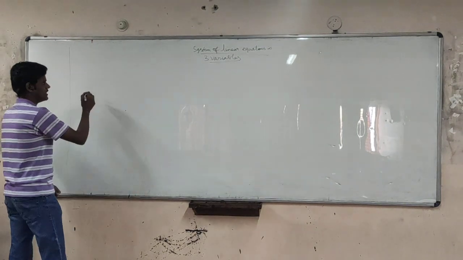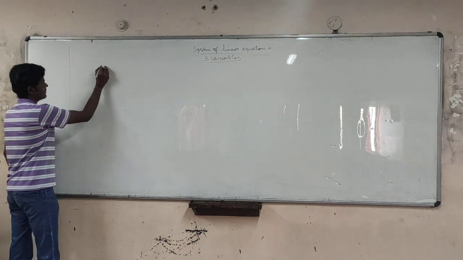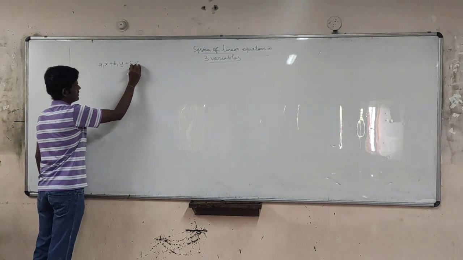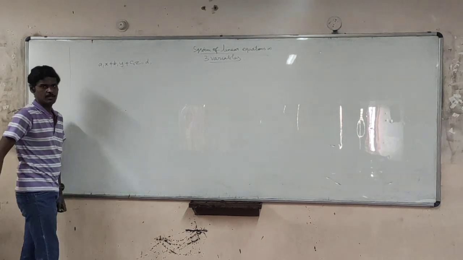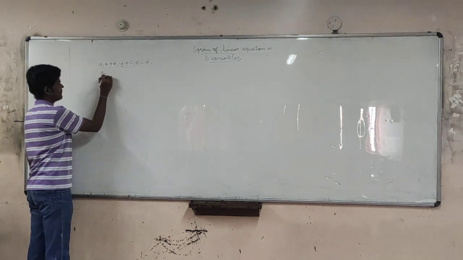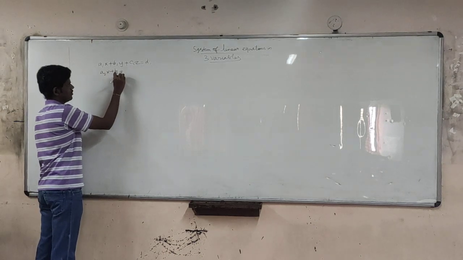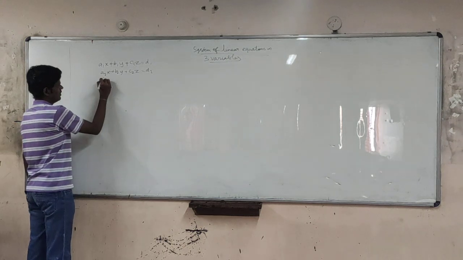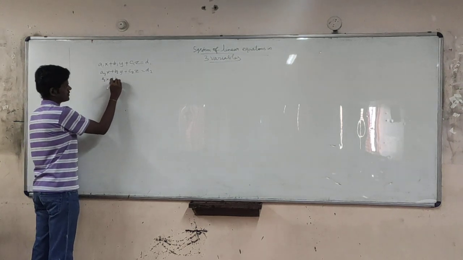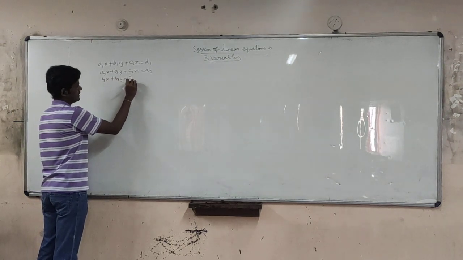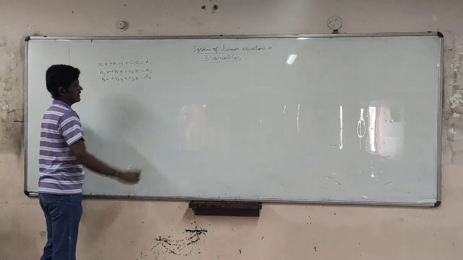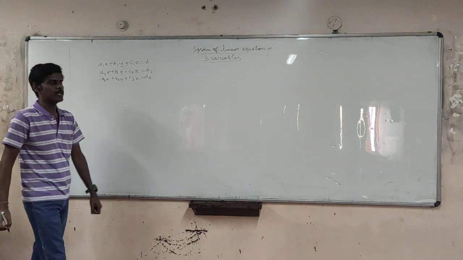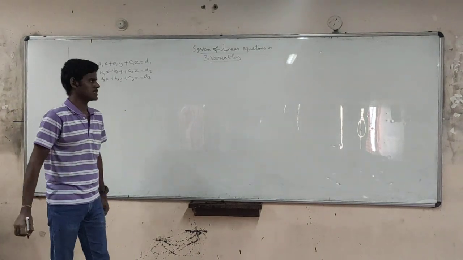Okay, so let me write three equations first. a1x plus b1y plus c1z equal to d1. Similarly, a2x plus b2y plus c2z equal to d2. a3x plus b3y plus c3z equal to d3. Here we have three equations and we are going to use matrix to solve these equations.